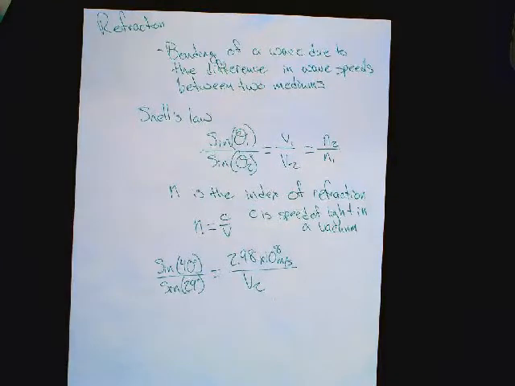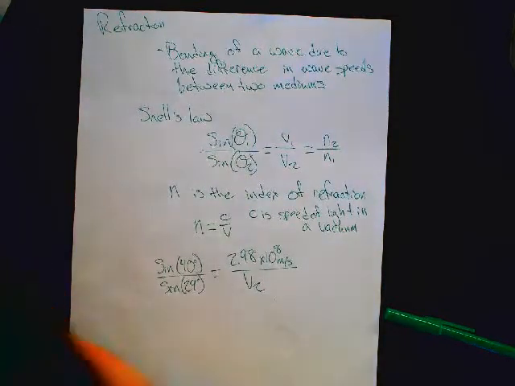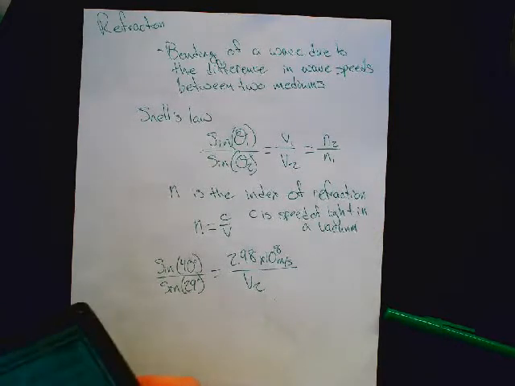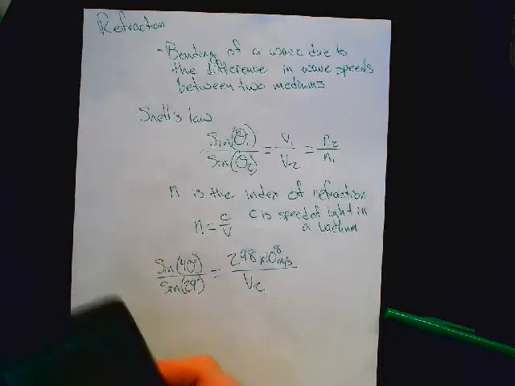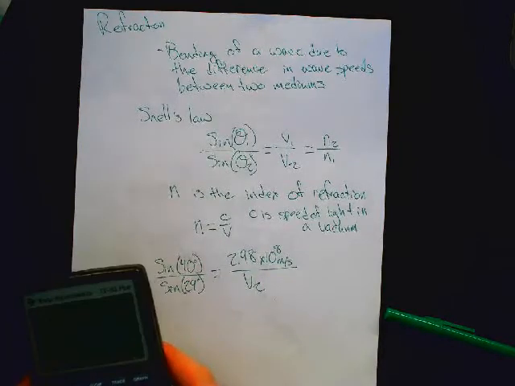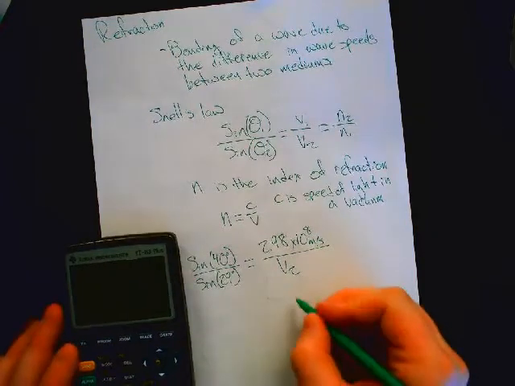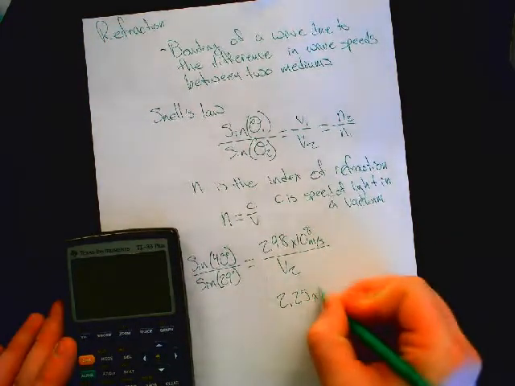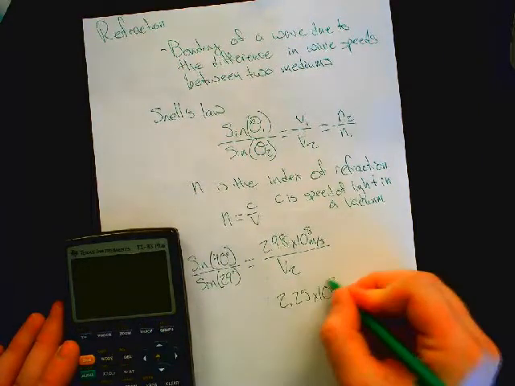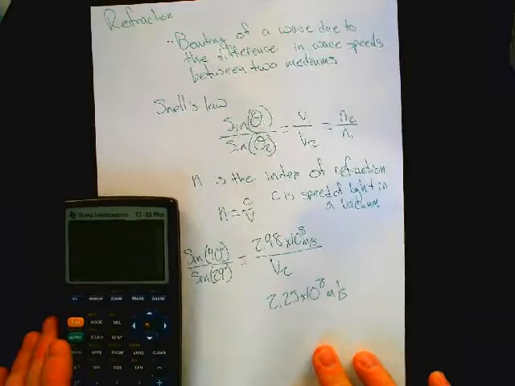And we can then find what the speed of light in water is just based on algebra. Solving for this, sine of 40 divided by the sine of 29, and then 2.98 times 10 to the 8th divided by that value gets me an answer of 2.25 times 10 to the 8 meters per second, showing a significantly slower wave speed in water.